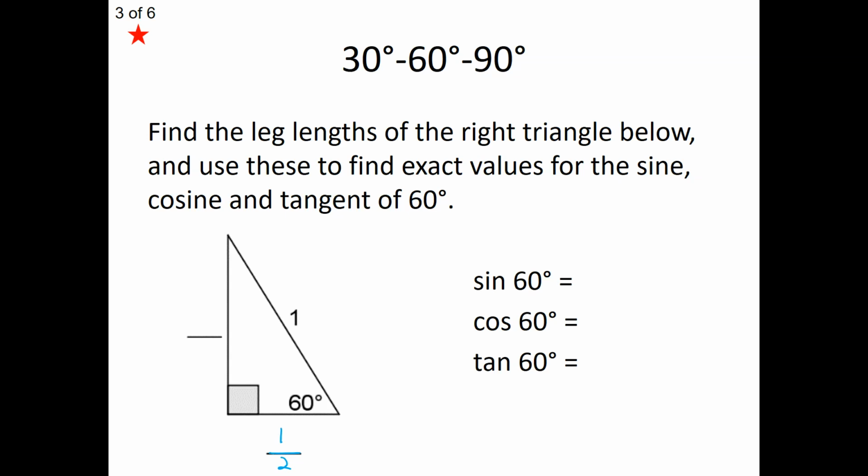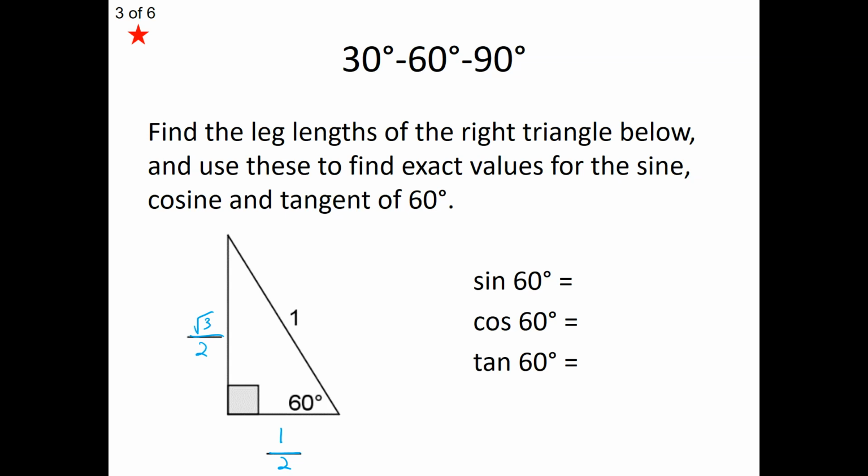Then moving on to the long leg, we simply multiply our short leg by root 3, and we get the fraction root 3 over 2. And so now we've filled in the missing measures of our sides. And again, letting the hypotenuse be a length of 1 is a bit of strategy on our part.